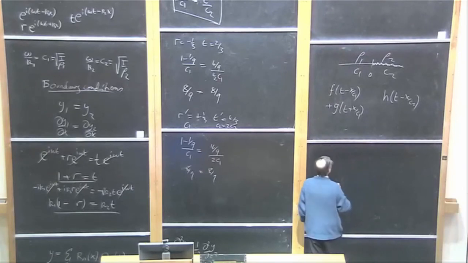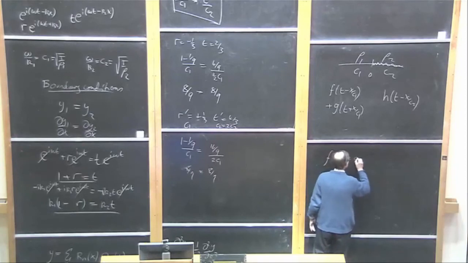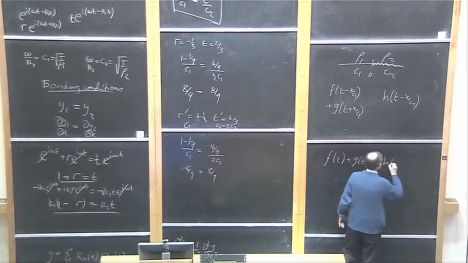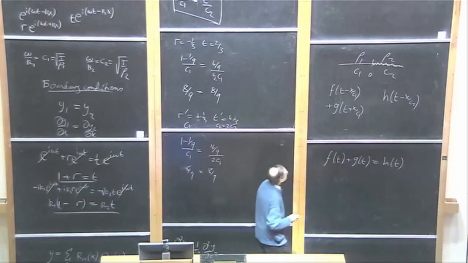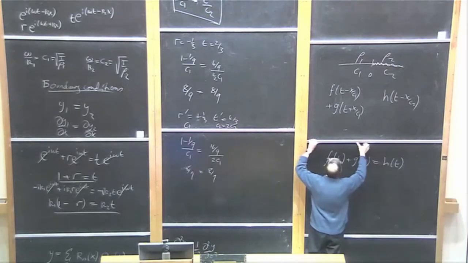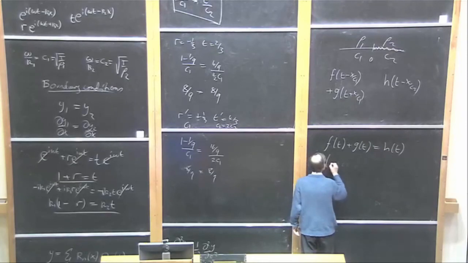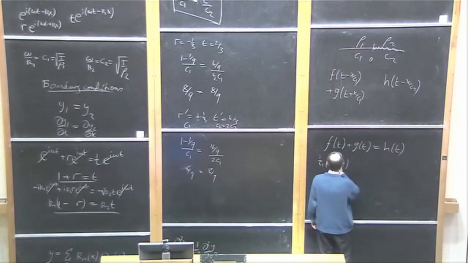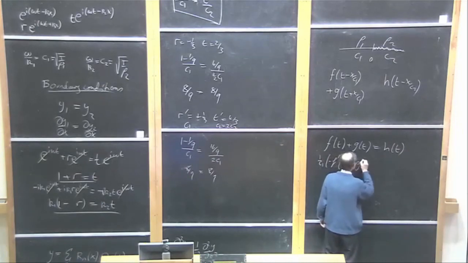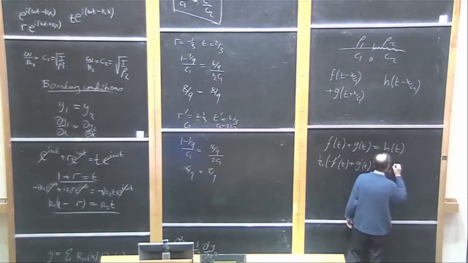And we require that the y is continuous, which gives us f of t plus g of t equals h of t. And then we require that the spatial derivative be continuous on the boundary also, which is 1 over c1 times f prime of t minus f prime of t plus g prime of t equals minus 1 over c2 h prime of t.